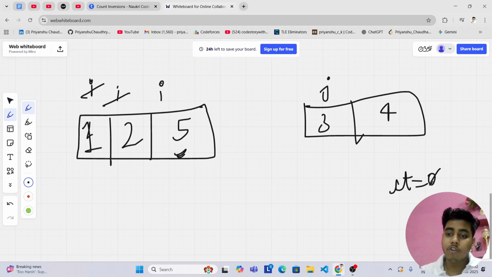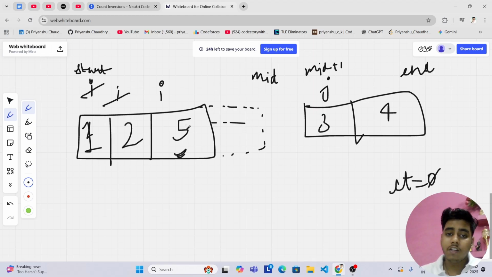So yes, we can increase the count by 1, but not by 1. What if the array was more? What if the array was larger? We all know this was till mid. The first array was from starting to mid, and this second array was mid plus 1 to the ending.